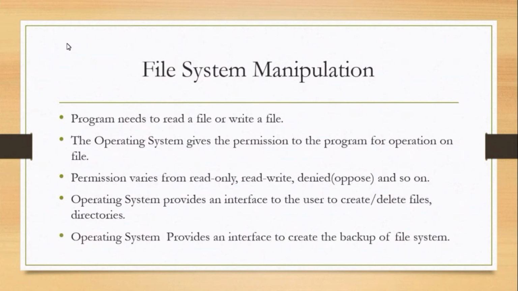Next we have file system manipulation. The OS manages all the files and data storage. When a program needs the data, the OS handles the read or write request. The OS controls the permissions, deciding if a program can only read and write, or if access is denied. It also gives you the interface to create, delete, and very importantly, back up your entire file system.